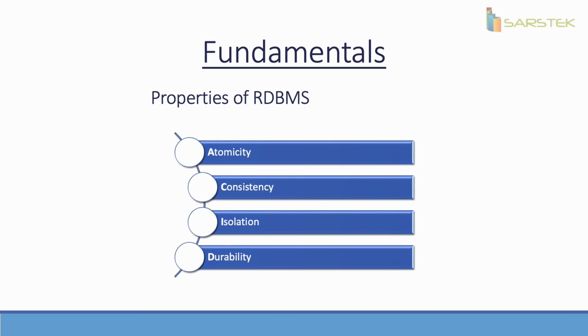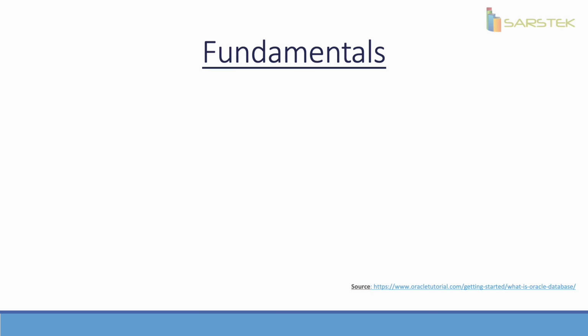So these are the main four properties of RDBMS. In short, we call them ACID. Any RDBMS database system should be compliant with the ACID properties. Hope this is clear. Moving to the next slide.